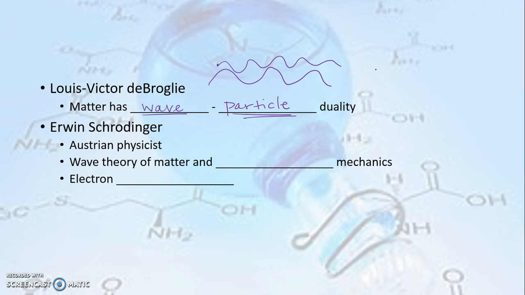After him was Erwin Schrödinger, an Austrian physicist who did a lot of work with wave theory. He came up with the wave theory of matter, and he is the one who started the work on quantum mechanics. Yay!